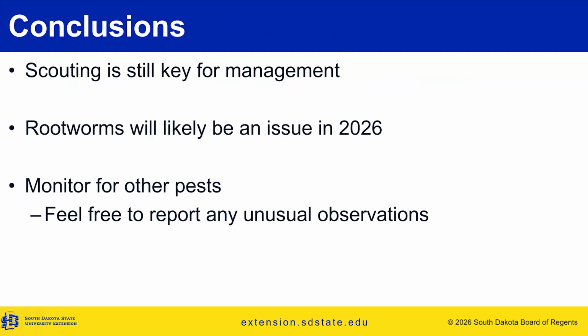And so to conclude today's talk, some things to consider. Scouting is still key for management of insect pests. We need to be out in the field. That's our best way to know what's active and what's going on. Rootworms will probably be a widespread issue again in 2026 unless we get a lot of adverse conditions in the spring. Numbers are probably going to be fine.